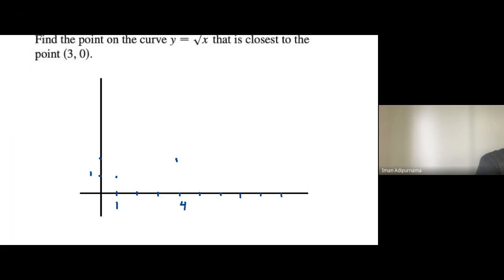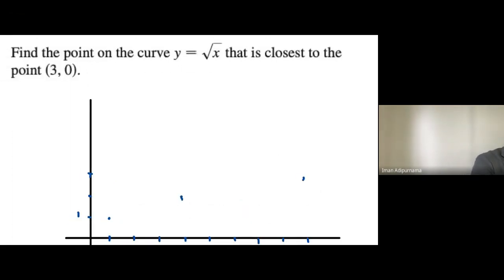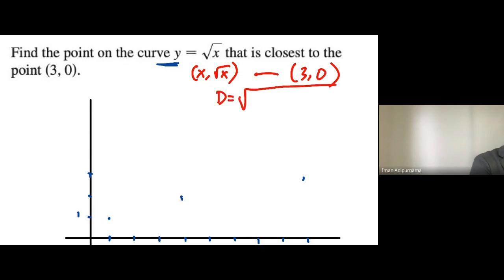Well, you can draw a rough sketch if you want, but I think you don't really need to, because you can imagine that the point on this curve will be (x, square root of x), and you have the point (3, 0). You can use the distance formula, d equals the square root of delta x squared plus delta y squared, and then use this as your formula.